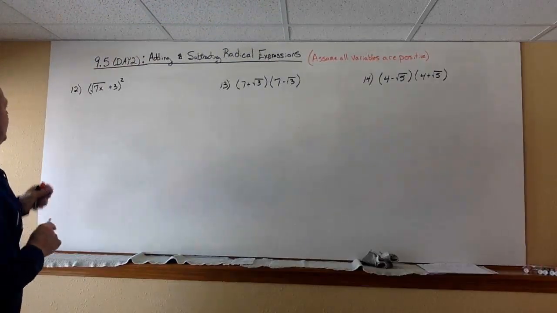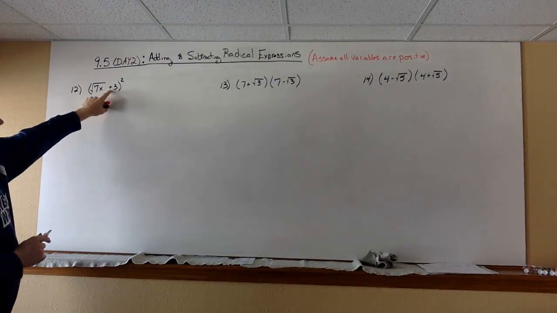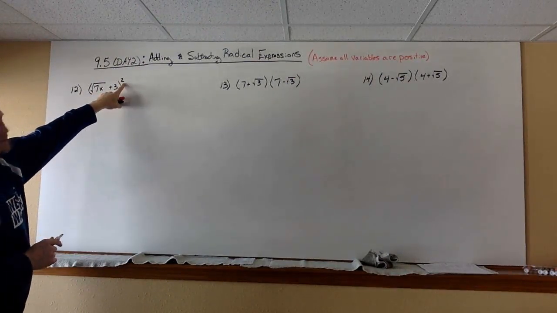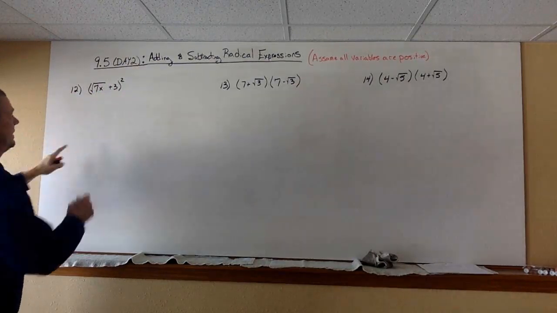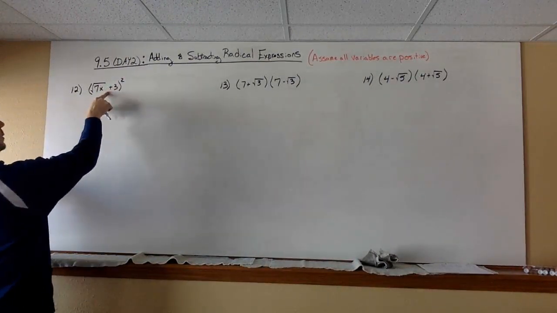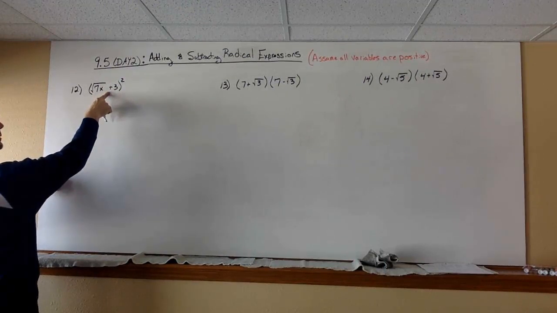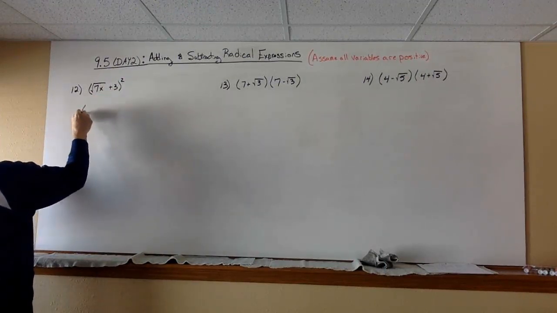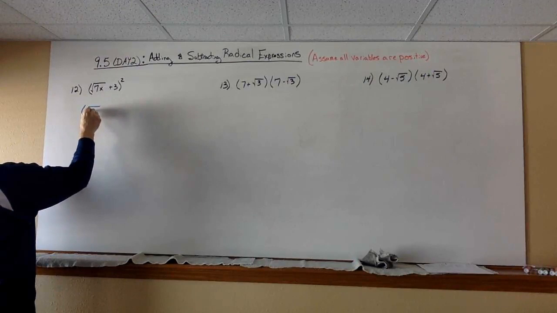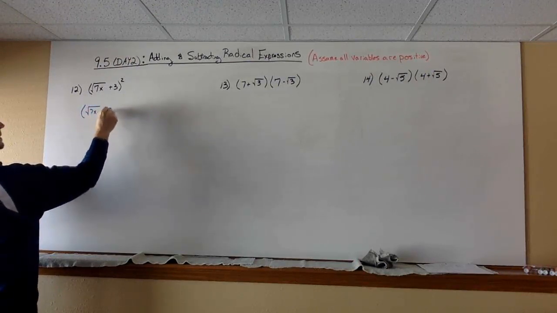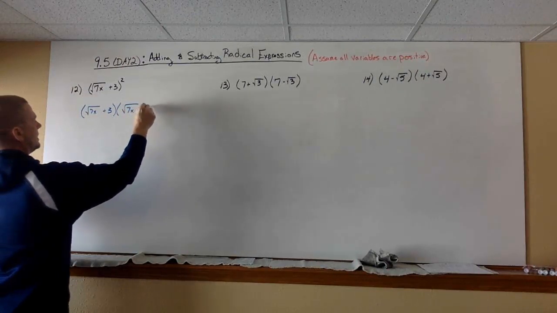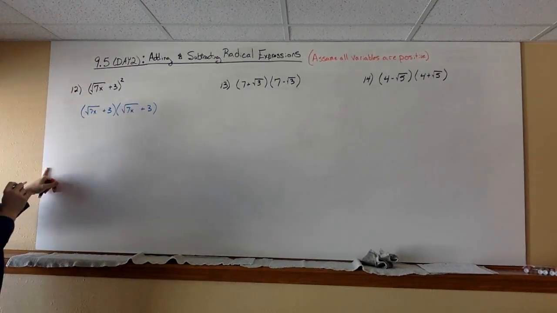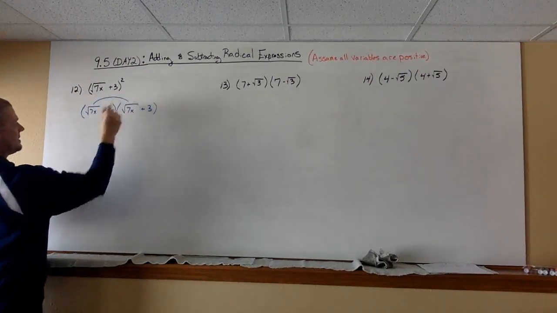Okay, number 12. Because there's an addition symbol in here, I can't just distribute that squared in here and call this 7x plus 9. Because I'm squaring a quantity of 2 or more terms, I really have the square root of 7x plus 3 times, remember what it means to square something, times itself. So I have to double distribute here.